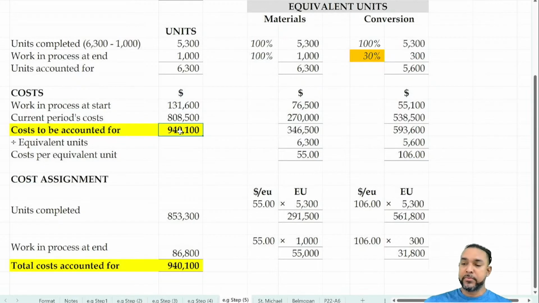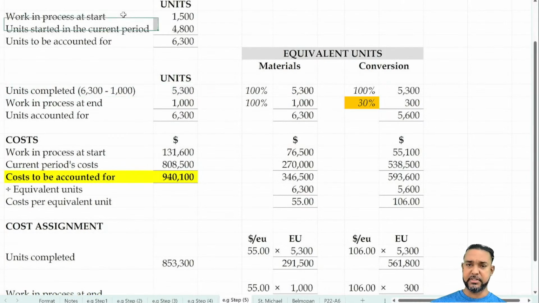Okay, now today, we're going to be tackling the FIFO method. And what the FIFO method does is, you see how here we lump in work in process at start with all the units and then break it apart after into two. So you'll have two sections up here and two sections down here. The difference going forward is you're going to have three sections actually. But let me actually start doing a question.